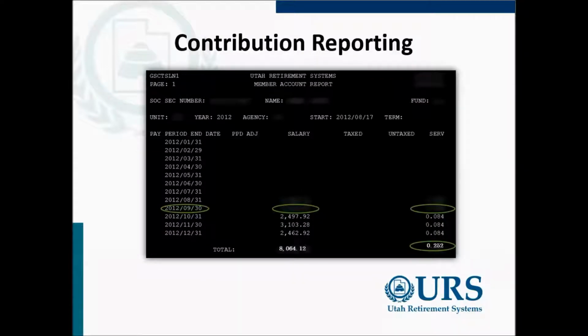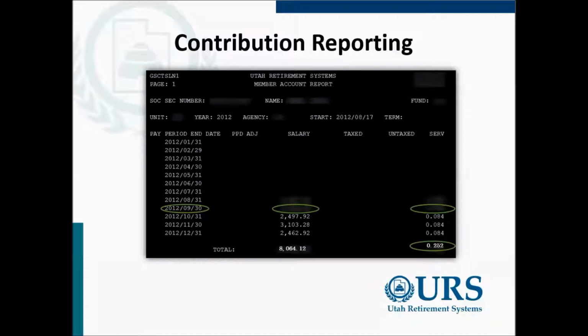Let's look at a couple of examples, some of what we've talked about here. So if my hire date with you is September 1st of 2012, look across our example here. You didn't report for me in September, even though I worked the whole month of September. So what happens out here on the right, I get no service. At the end of the year, I am not going to get my full service that I've actually earned by working for you.